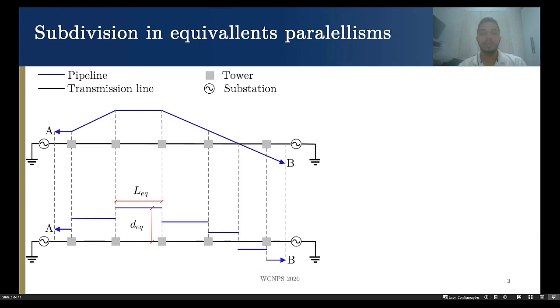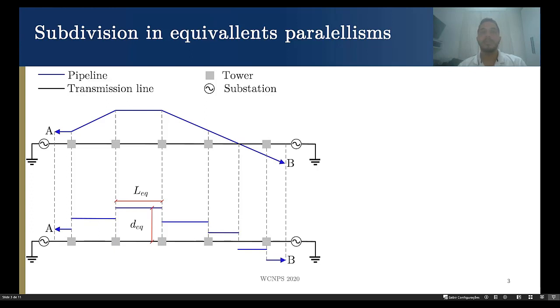For this reason, in this model, the target circuit is subdivided and approximated by equivalent parallelisms with equivalent lengths and equivalent distances. The subdivision points that make each region's boundary are determined from the intersection of the projections of the circuit line towers with the closest point to the target circuit.